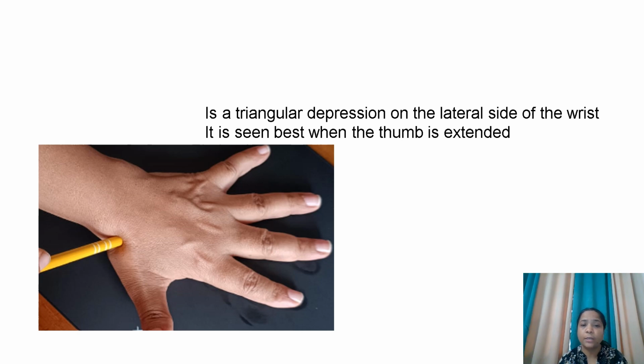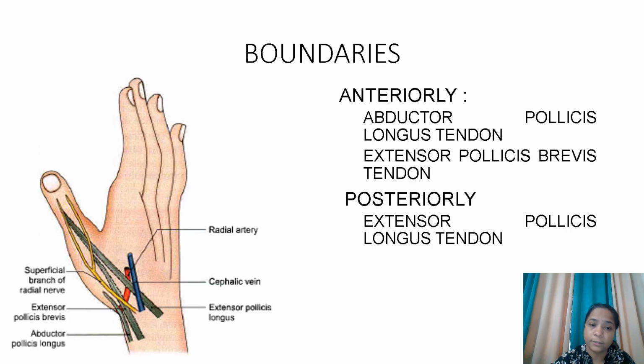So it is a triangular depression on the lateral aspect of the wrist, and it is seen best when the thumb is abducted or extended. When the thumb is extended or abducted, then only you can see the triangular area on the dorsum of the hand around the wrist. You will find this depression, and this is known as anatomical snuff box.